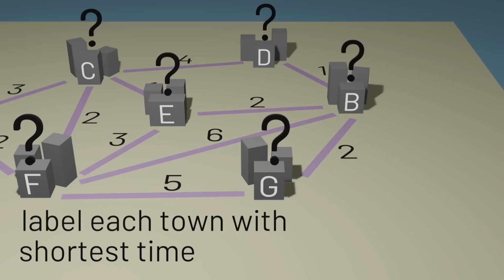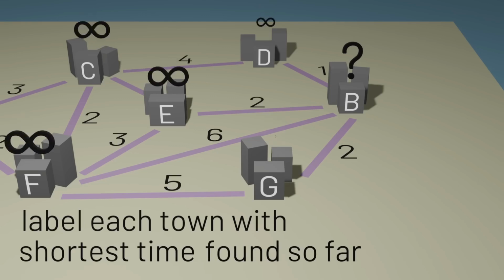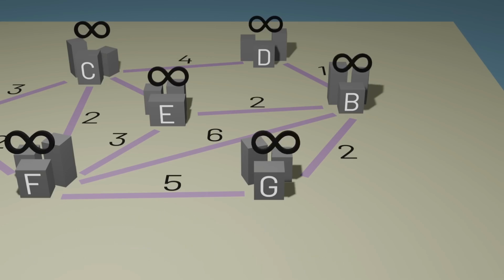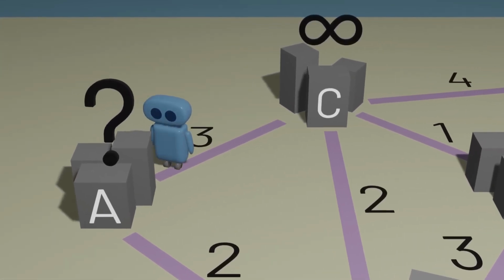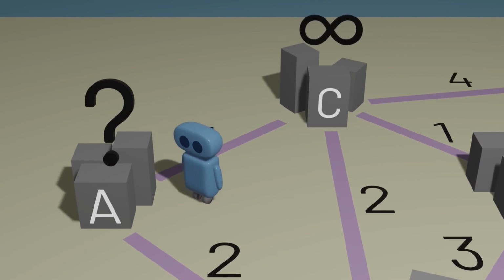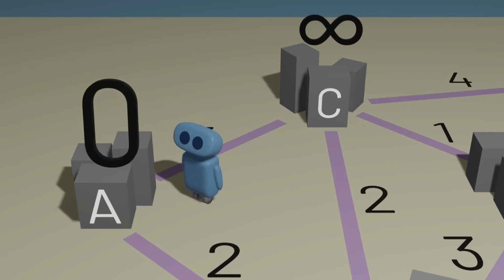So instead, we label each town with the shortest time we have found so far to get to that town. Before we've started the algorithm, we don't have any known way of getting to the towns, so we label all of them with infinity. The only town that we can label correctly is our source, town A, which we can easily label as we are starting from there, and it takes 0 minutes to get to this town.